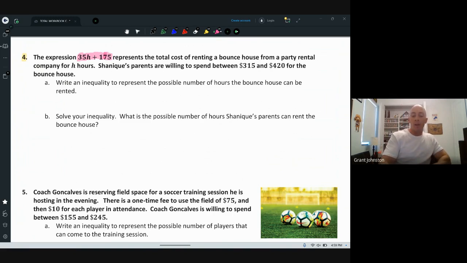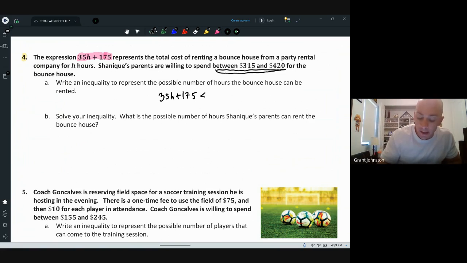Now, here's the key. It says Shanique's parents are willing to spend between 315 and 420. So how I would set this up, I would say 35h plus 175, that expression for the cost, needs to be less than the 420 at maximum, but greater than the 315, because she wants to spend between those amounts. So that would be the inequality.